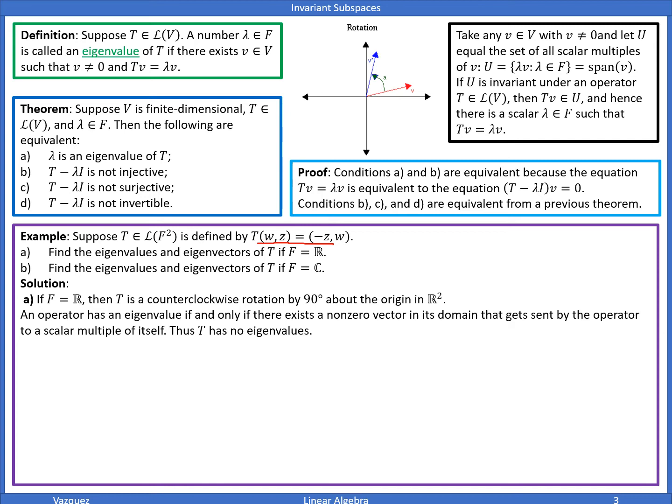So an operator has an eigenvalue if and only if there exists a non-zero vector in its domain that gets sent by the operator to a scalar multiple of itself. And as the picture just showed you, that is not possible in this case. So therefore, T has no eigenvalues.